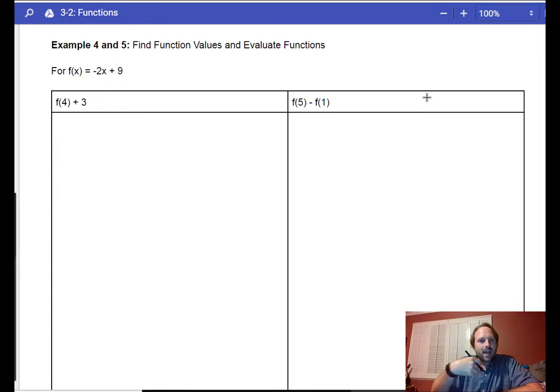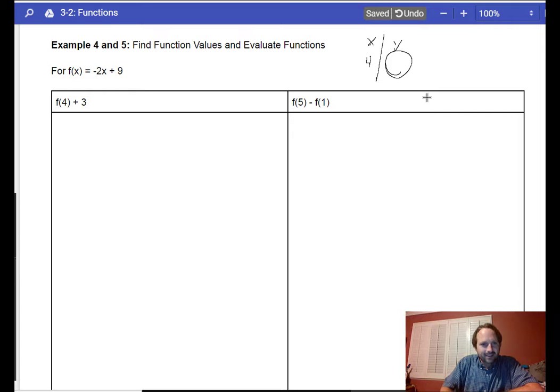So if f of x is equal to negative 2x plus 9, this is pretty much saying, hey, I want you to input 4. Normally our input is going to be x. So they want us to input 4 and then get the answer right here. I don't know what the answer is, so I'm going to put a big old circle right there. And then they want to say, hey, add 3 afterwards.